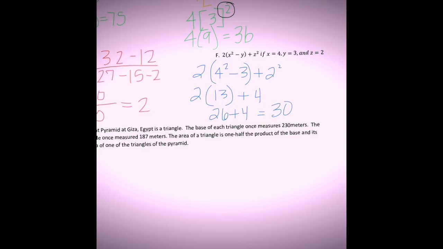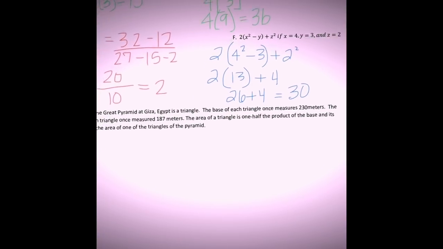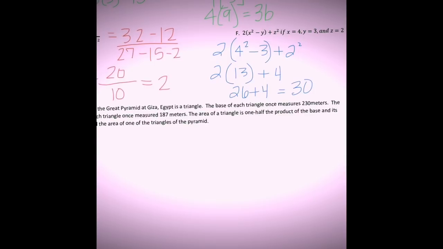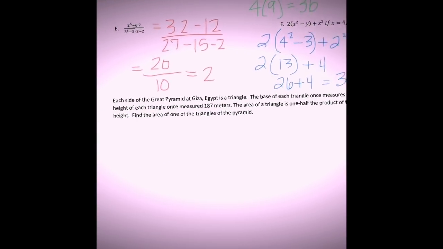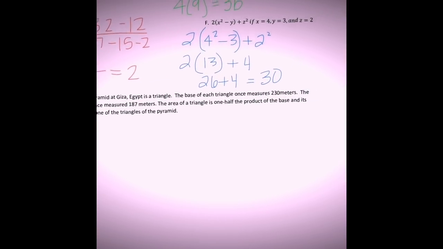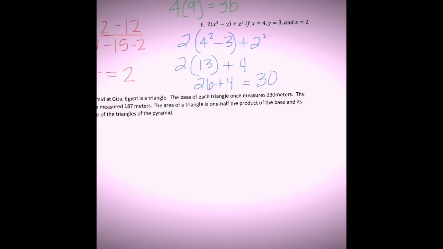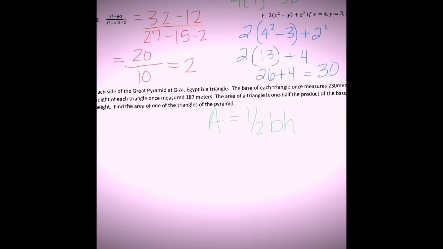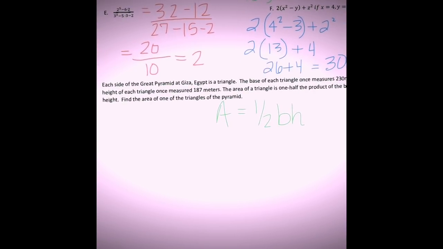All right, our last question. The Great Pyramid in Giza is a triangle. The base of each triangle once measured 230 meters. The height of each triangle once measured 187 meters. The area of the triangle, so let's write this equation down. The area of the triangle is 1/2 of the product of the base and its height. Find the area of one of the triangles on the pyramid.